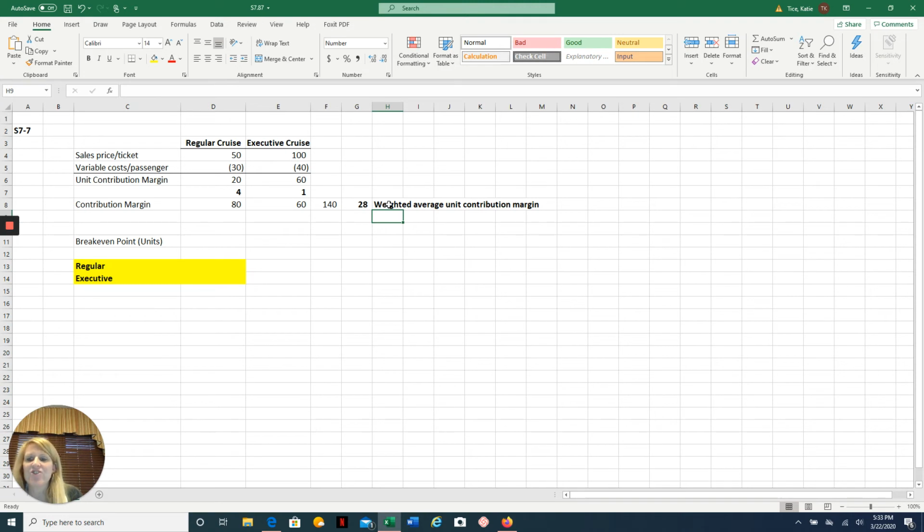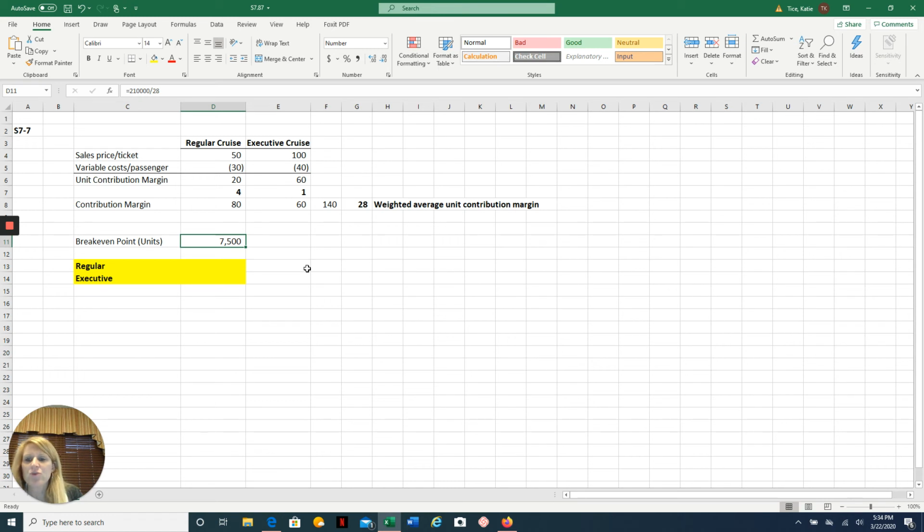So in S7-7, it wants to know the break-even point. So how many cruise tickets does the company have to sell to break even? So anytime you have a break-even point problem, your numerator will be the fixed cost. So in this case, that would be 210,000, and then we divide by the weighted average unit contribution margin, and that's telling us that the company needs to sell 7,500 cruises in order to break even.